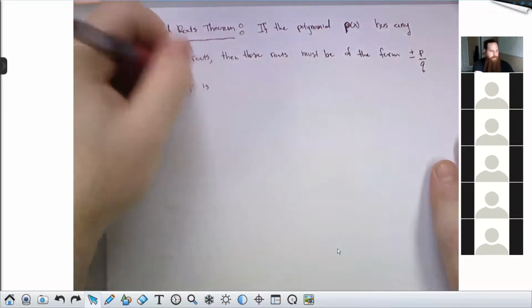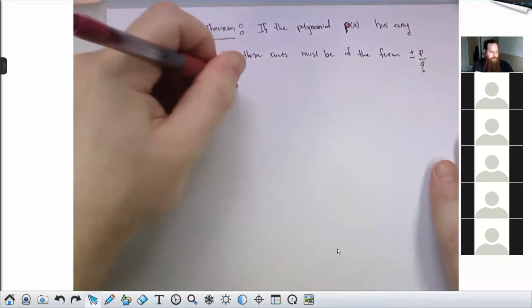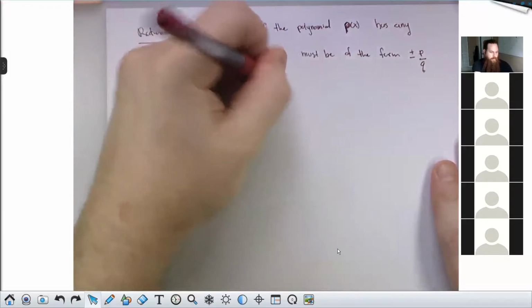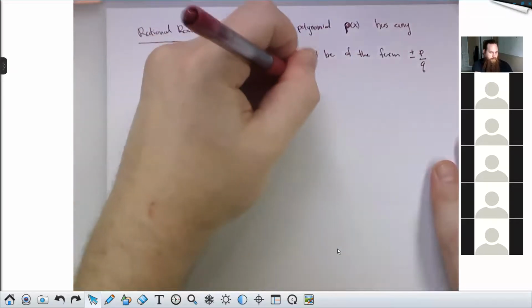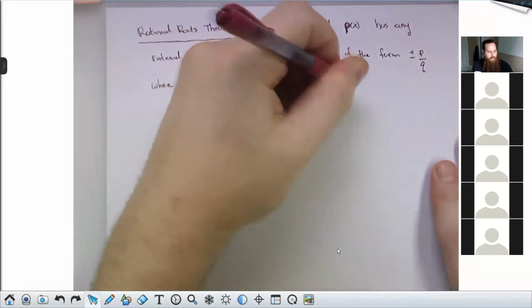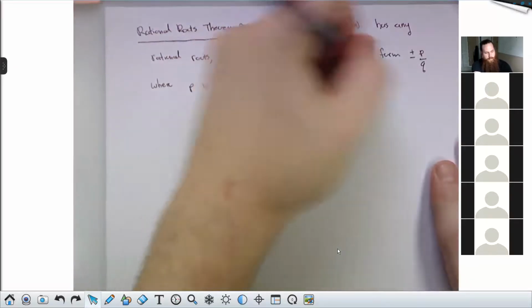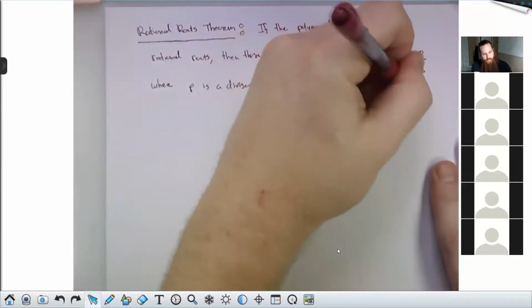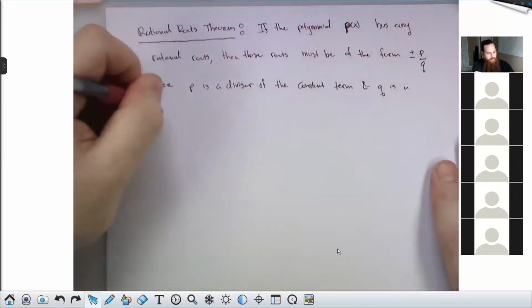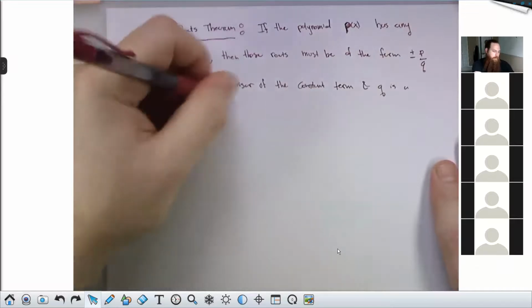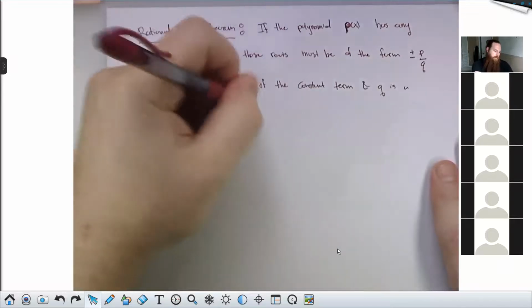p, little p, is a divisor of the constant term and q is a divisor of the lead coefficient.